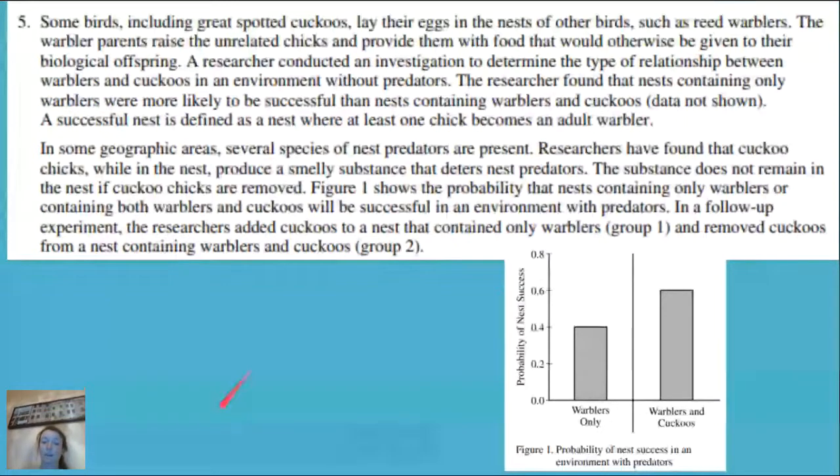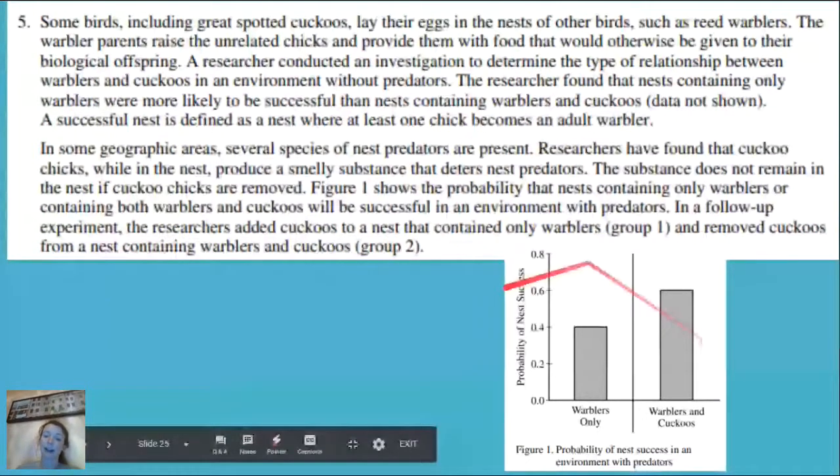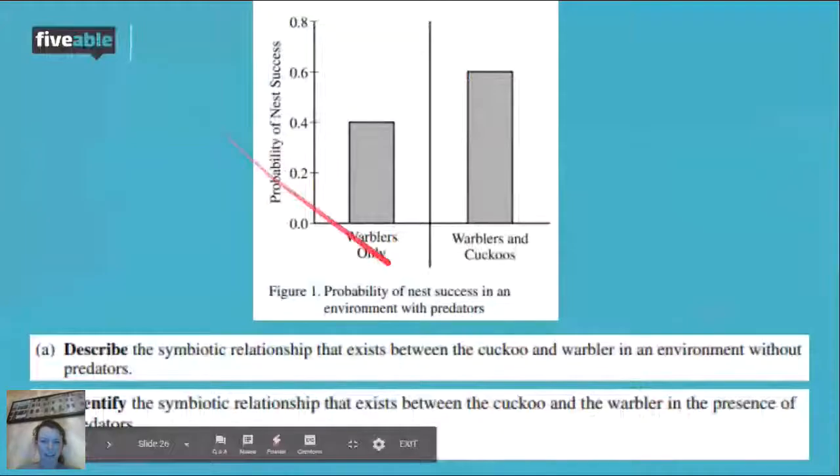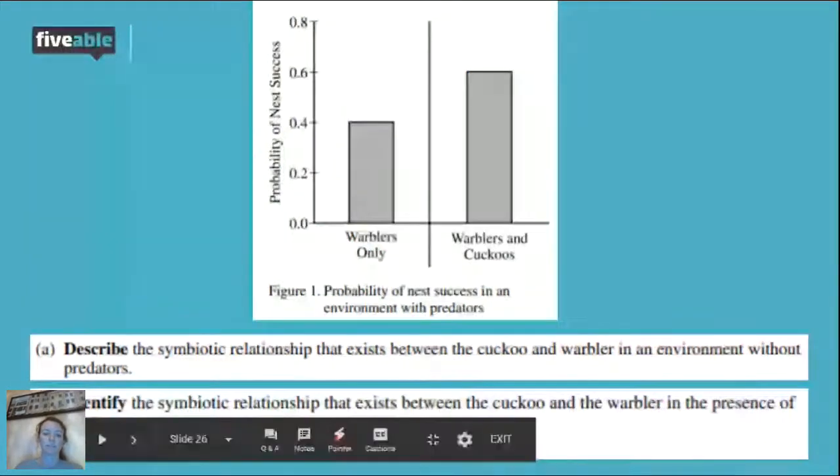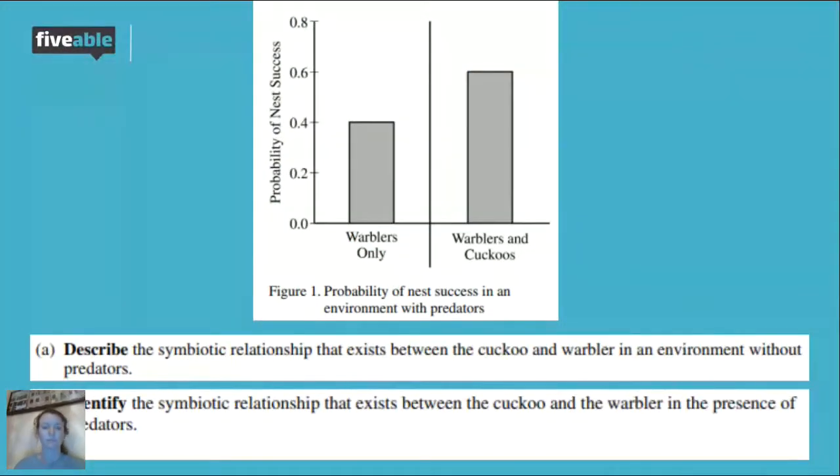So you'll notice that when predators are present, there is a higher chance of survival if the nest has warblers and cuckoos versus, I think I'm missing a graph here, which is my bad. I can post this question. This is from 2018. Anyway, okay, so it just doesn't have that picture. And we're going to skip one of these questions anyway.